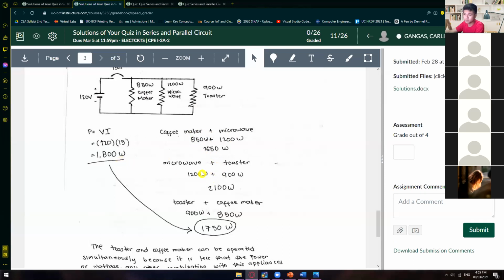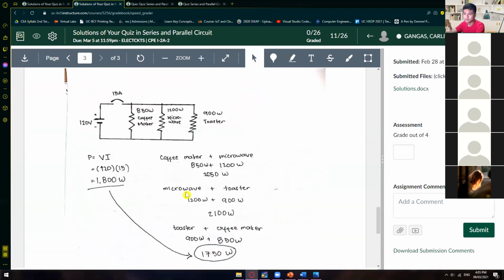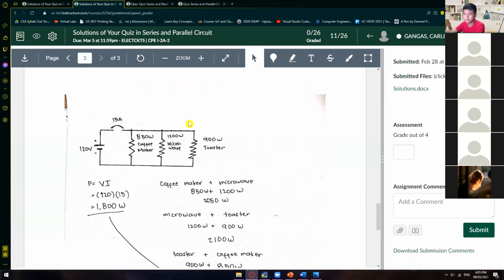The same with microwave and toaster. It's more than 1,800, which will give you 2,100. But for the toaster and coffee maker, 900 plus 850 will give you 1,750 watts. So that is why the toaster and coffee maker can be operated simultaneously without voltage or wattage interruption. So the correct answer for this one is toaster and coffee maker. And this is the schematic, or the circuit diagram, of number 2.